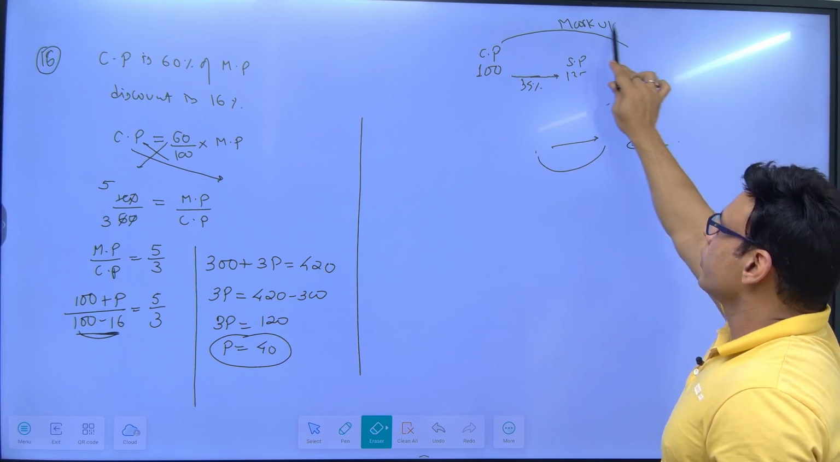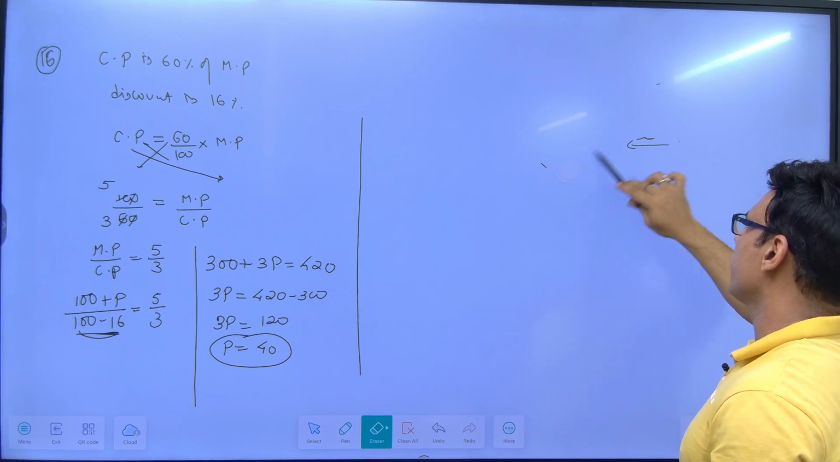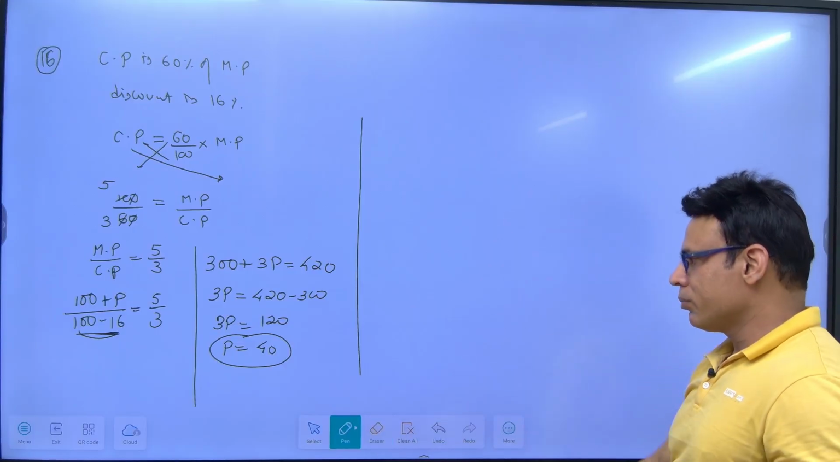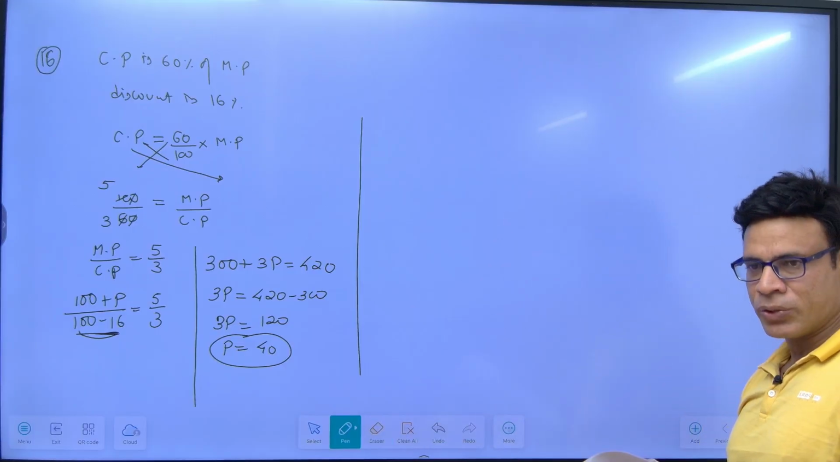See, when you go to a book or something, there are a lot of formulas. You go to YouTube and then people will say this is a shortcut.